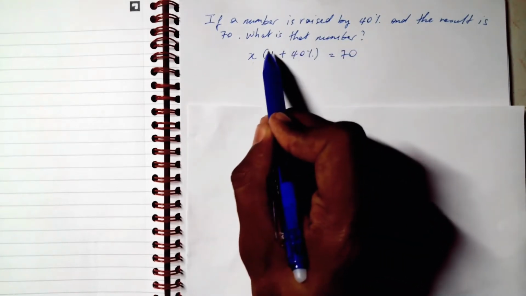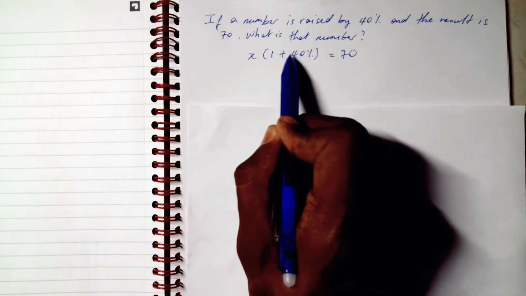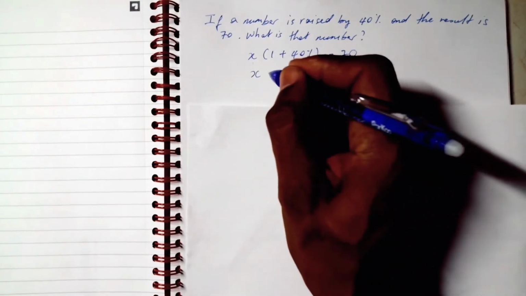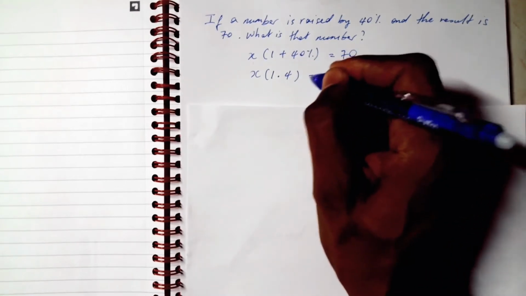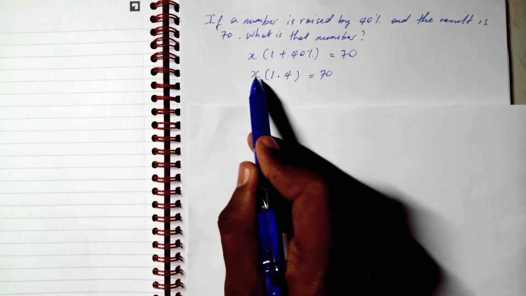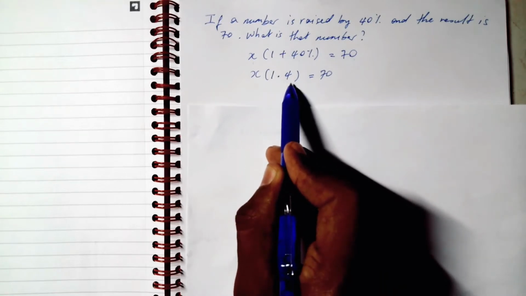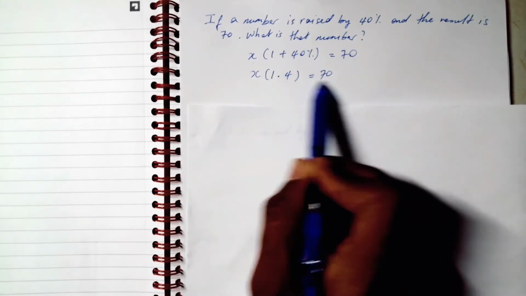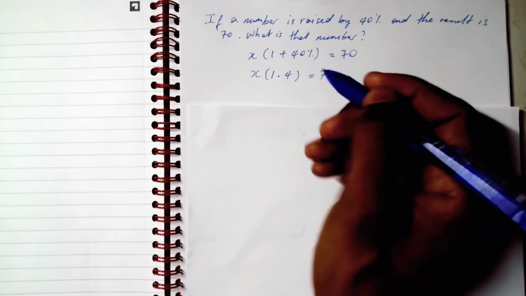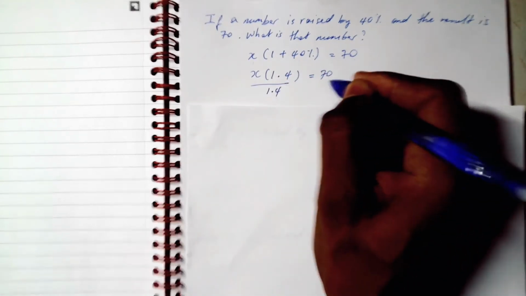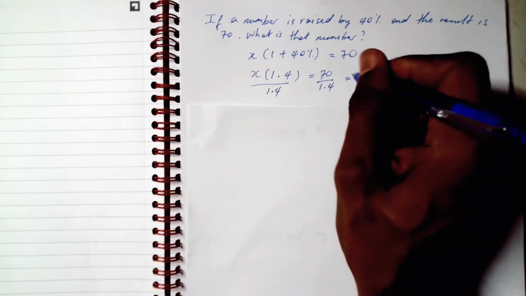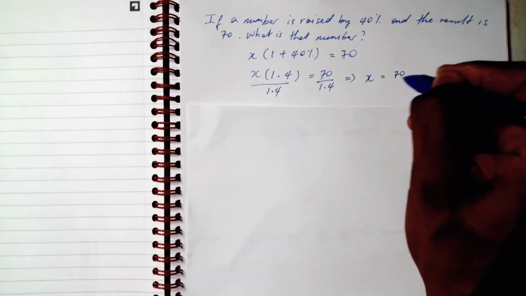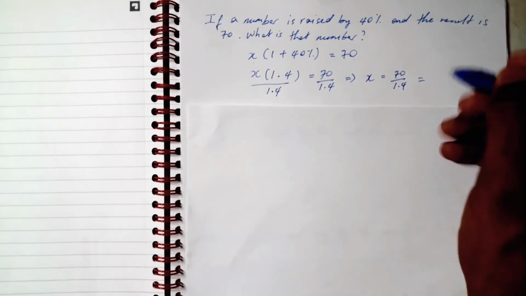All right, so we can convert this to one clean number, which is 1 plus the decimal form of this, which is 0.4, equals 70. All right, so it's going to be x times 1.4 equal 70. To know what x is, we must get rid of the 1.4. Because it's being multiplied by the x, we're going to have to divide both sides by 1.4 in order to get the answer we want. So, divide both sides by 1.4, which implies that x is equal to 70 over 1.4, which is in fact 50.